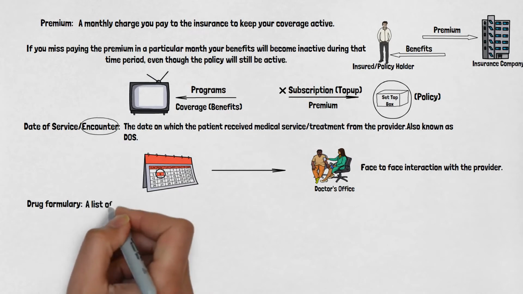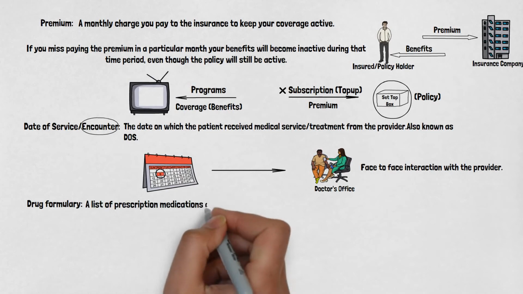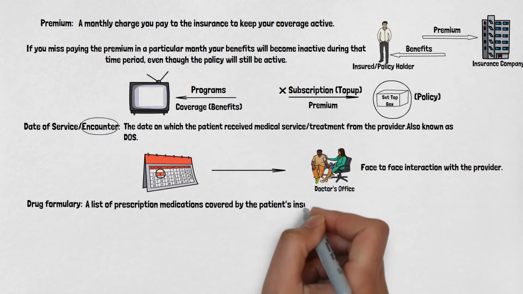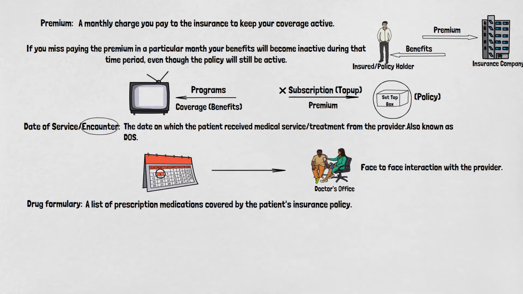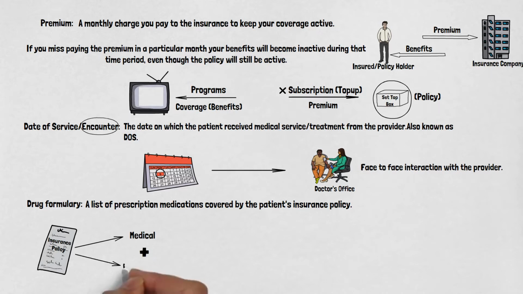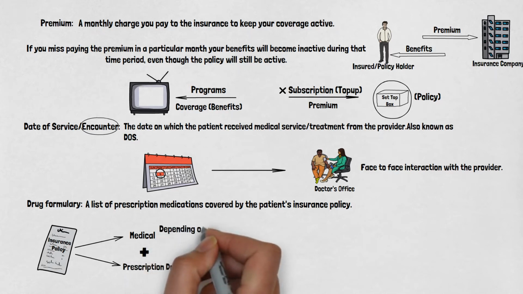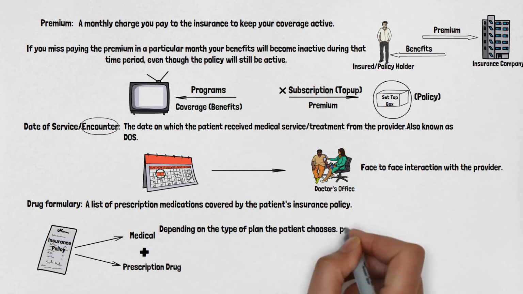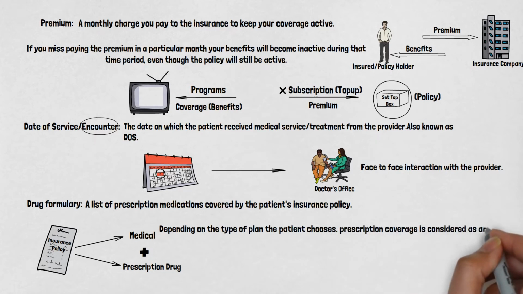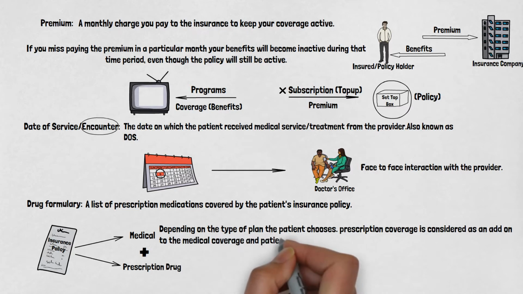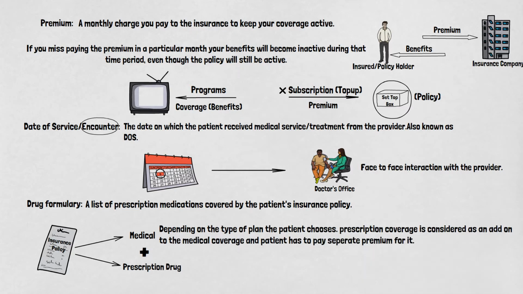Now the next one is drug formulary, a list of prescription medications covered by the patient's insurance policy. As discussed earlier, insurance policies in US provide medical coverage as well as prescription drug coverage. Now, this depends upon the type of plan the patient chooses. Prescription coverage is considered as an add-on to the medical coverage, and patient has to pay separate premium for it.